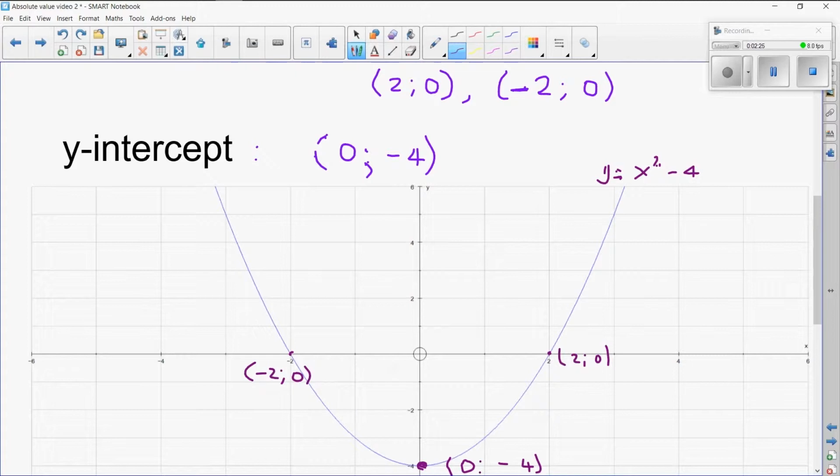But if I'm asked to find the absolute value of this graph, and I'm going to do it in black. So if I want the absolute value of x squared minus 4, what I do is I'm going to reflect all negative y values along the x-axis. So all negative y values become positive. So we start with the turning point. The turning point was at (0, negative 4). It now turns at x equals 0 and y equals 4.